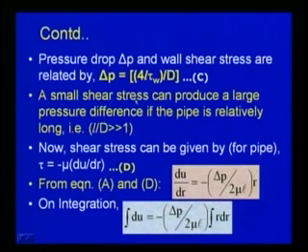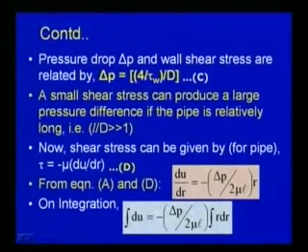Hence the pressure drop delta P between section 1 and 2 can be written in terms of wall shear stress as delta P is equal to 4 L tau w by D, as in equation C. So, a small shear stress can produce a large pressure difference if the pipe is relatively long. Depending upon the L by D ratio, if L by D is much larger, the pressure difference will be large.